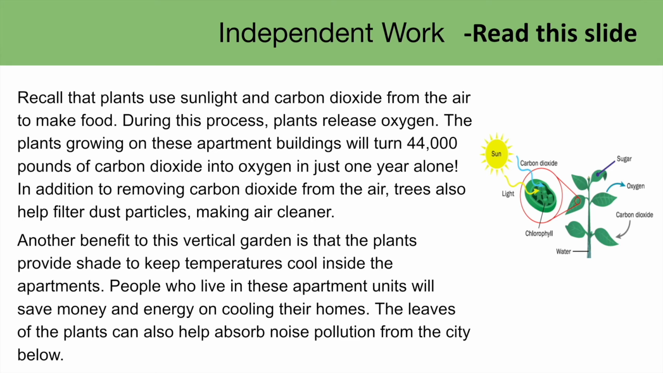Recall that plants use sunlight and carbon dioxide from the air to make food. During this process, plants release oxygen. The plants growing on these apartment buildings will turn 44,000 pounds of carbon dioxide into oxygen in just 1 year alone. In addition to removing carbon dioxide from the air, trees also help filter dust particles, making air cleaner.